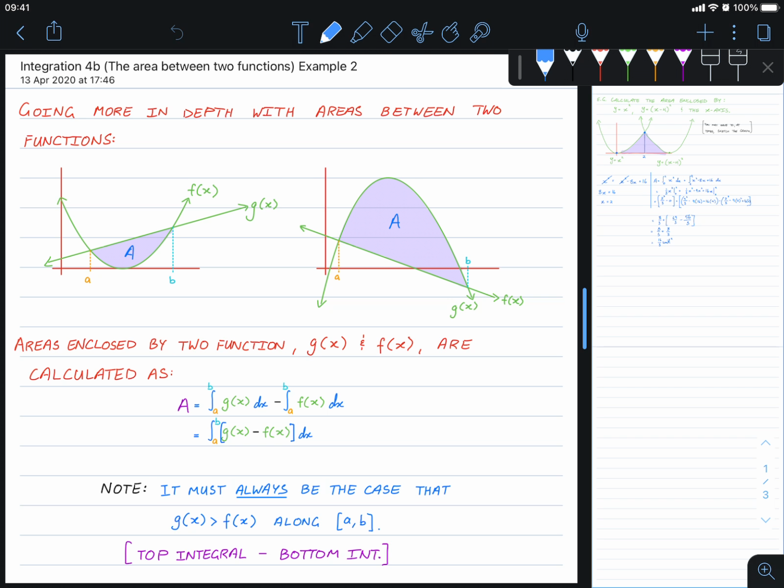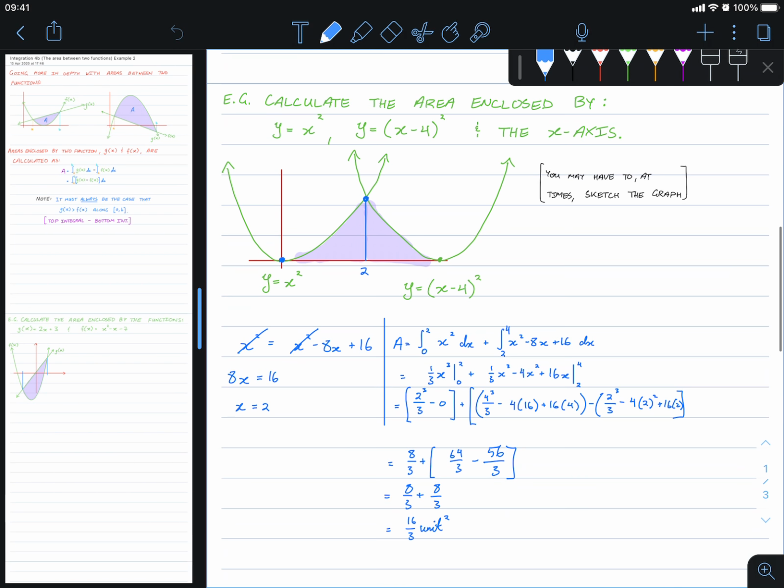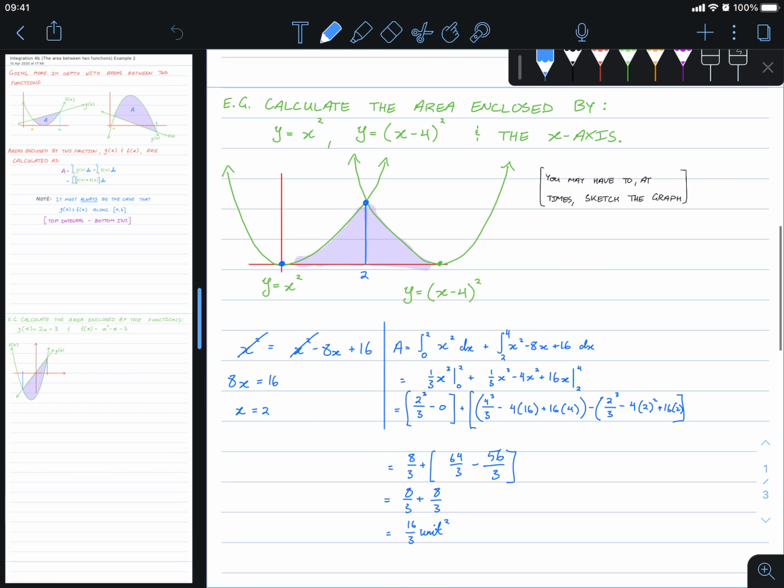Hello class, this is a continuation of calculating the area between two functions. In contrast to our previous example, where we had to find the area from one point to another, and then add to that the area from the same point to the end point, and add those two.